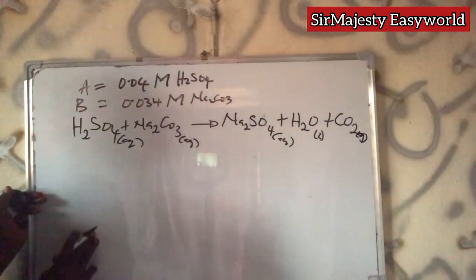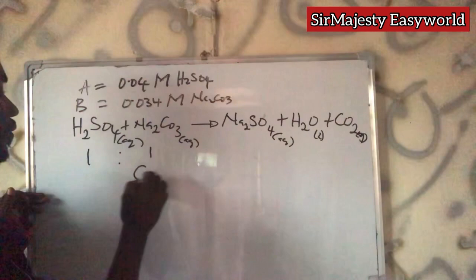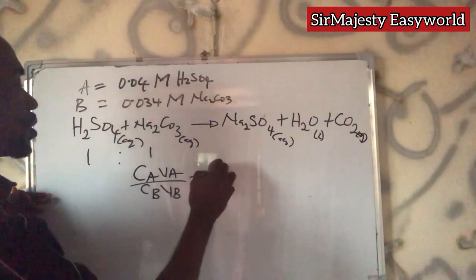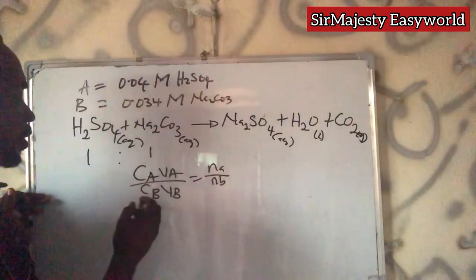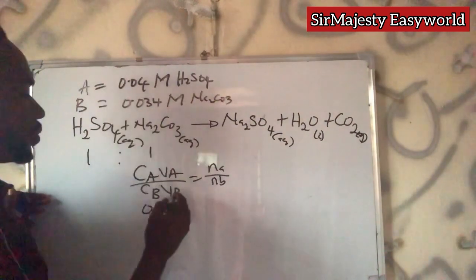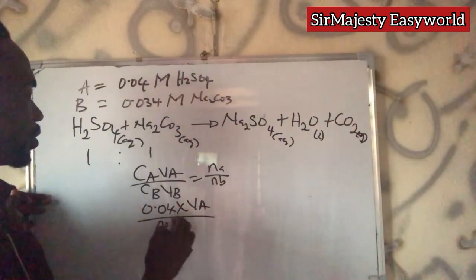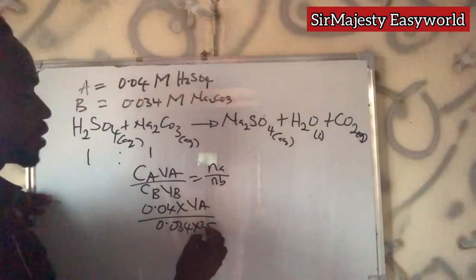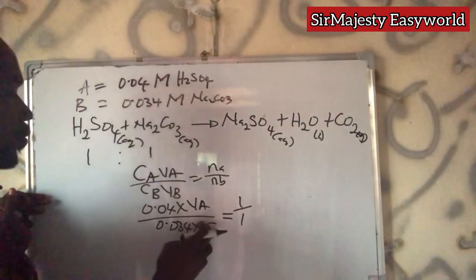This equation is actually balanced. It's naturally balanced. That means this is our Na, this is our Nb. So this is 1:1. So using the formula CAVA over CBVB equals Na over Nb, the only thing left unknown here is our Va. Theoretically, we have 0.04 times Va all over 0.034 times 25, that is only if the volume of your pipette is 25, is equal to 1 over 1, because the mole ratio of acid to base is 1:1.